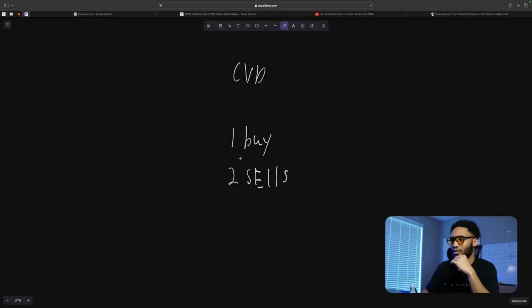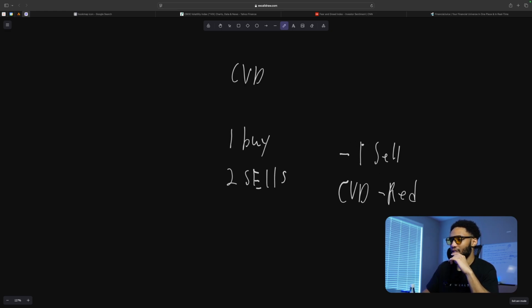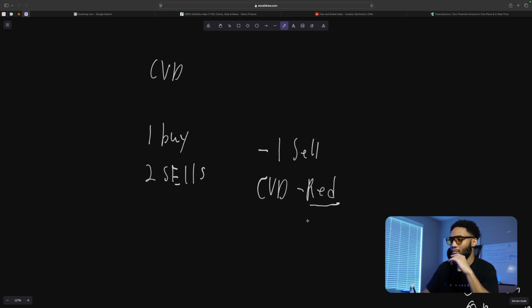Cumulative volume delta just basically adds up the delta over the span of the session. So in this case, this would be a sum of -1 seller, which means the CVD will post red. This is my like complete childlike understanding of it to make it as simple as possible. And basically, when it is red, sellers are more aggressive when it comes to execution.